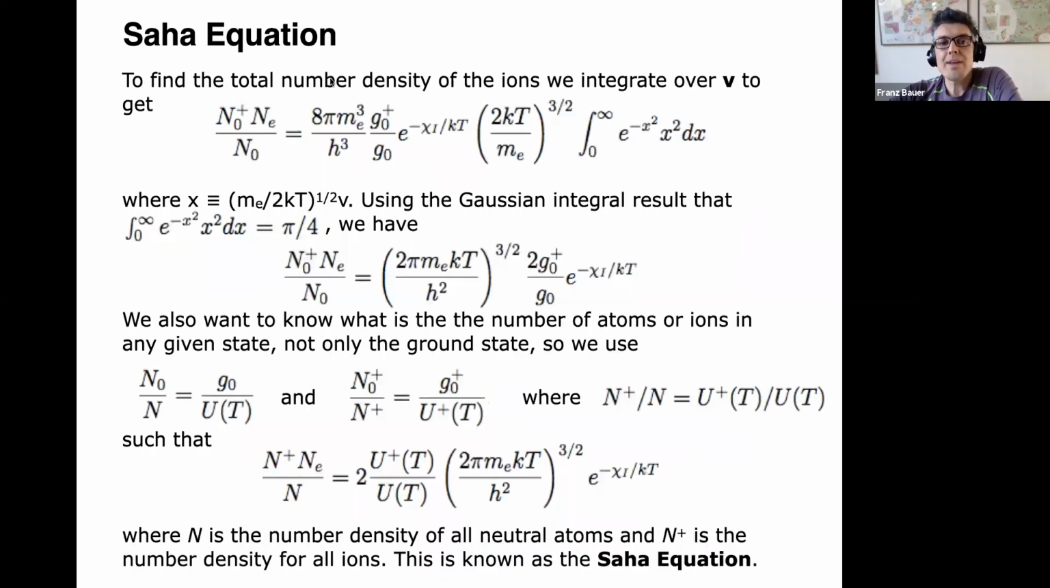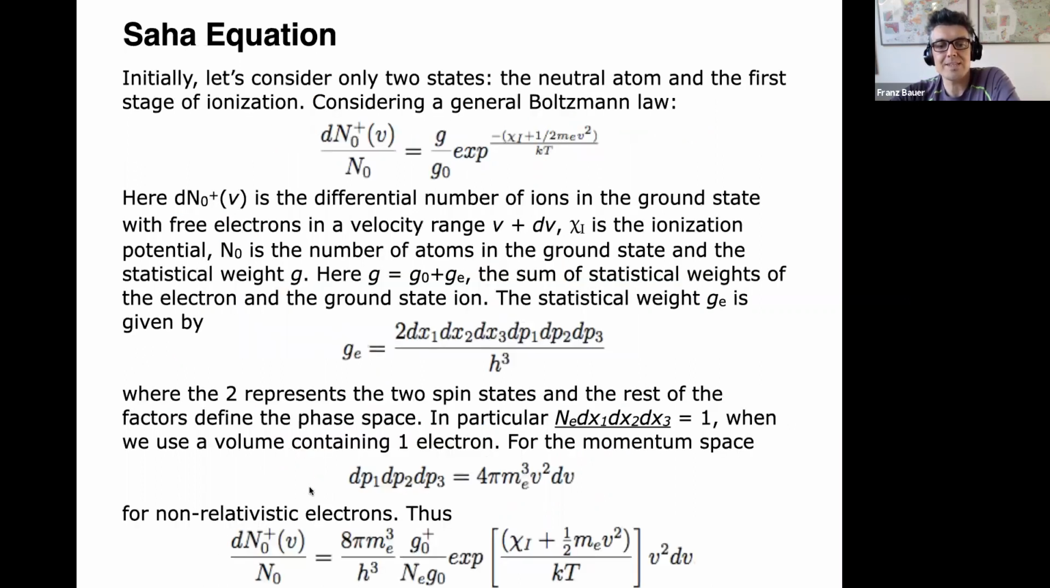So we can think about the total number of ions by integrating over the velocity space. This is the number of ions, the number of electrons, and the total number of ground state, this ratio here. All we've really done is integrate this thing and move this NE over to the other side.